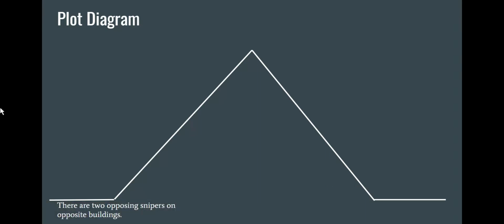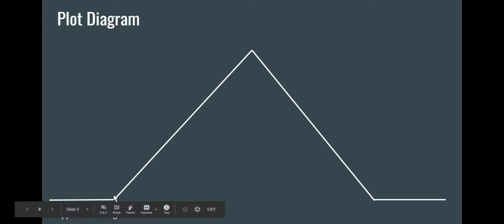So in this case, in our exposition, we learn there are two opposing snipers on opposite buildings. We're never told directly that the story takes place in Dublin, Ireland in the 1920s. That's some background information that I gave you based on research about this author and his experiences. But for our baseline in our exposition, we've learned there are two opposing snipers on rooftops of buildings.